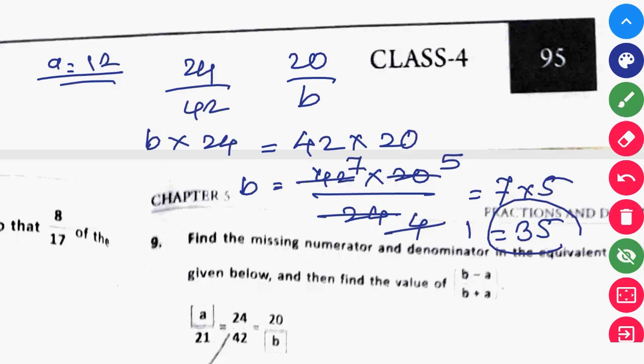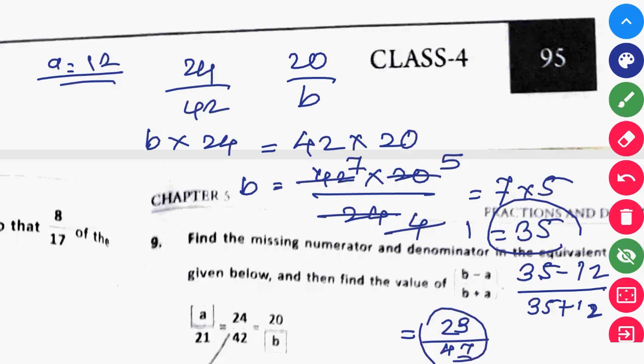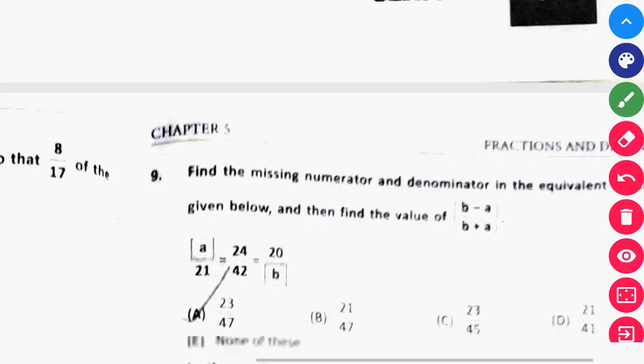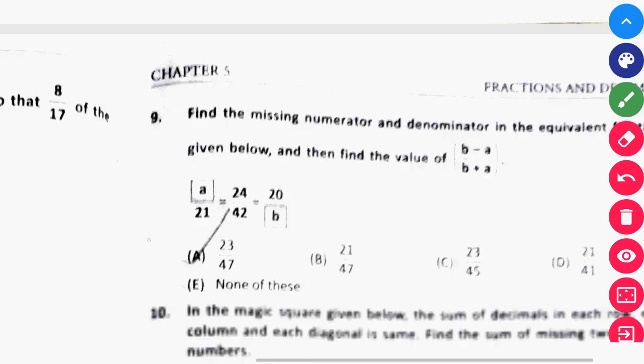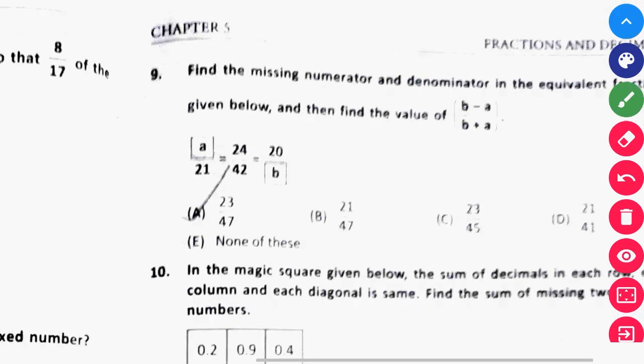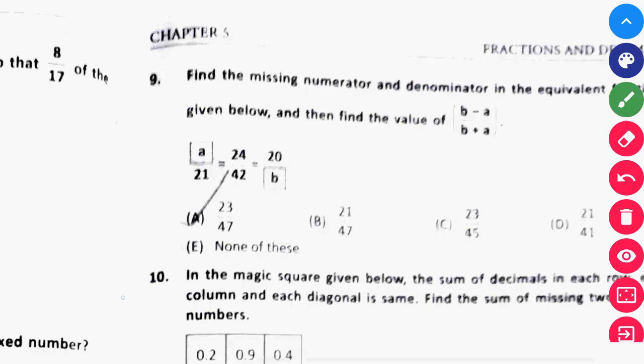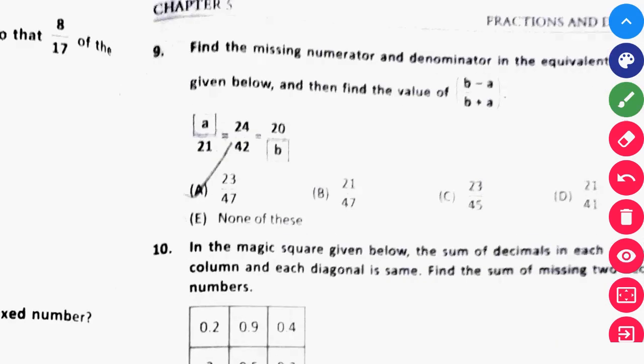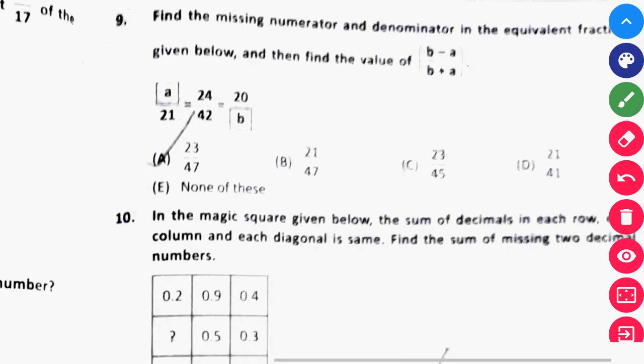Now B minus A means 35 minus 12 and B plus A means 35 plus 12. Now 35 minus 12 is 23 and this is 47. So 23 upon 47 is your answer, which is answer A. So you have to find a value by using the formula to identify whether the two fractions are equivalent fractions or not. Cross multiplication and find the value of the variable.